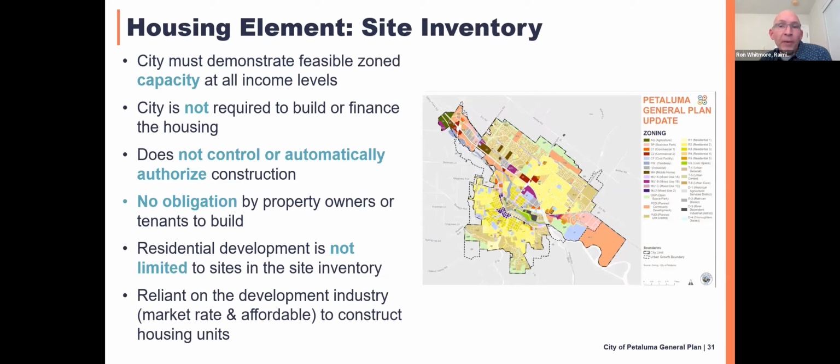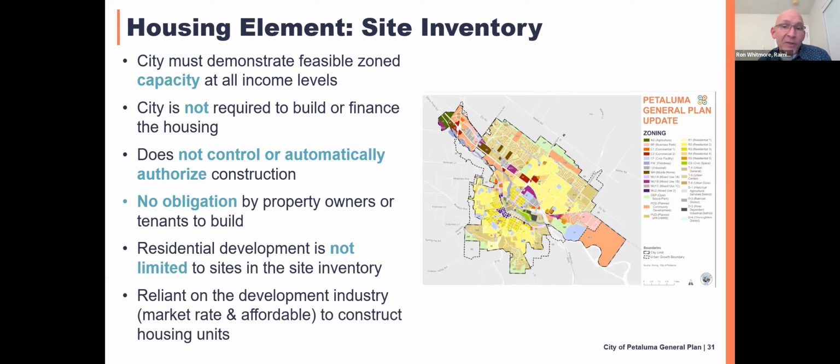In the inventory, Petaluma must demonstrate that it has adequate housing sites for those 1,910 units by income level. In other words, it is about capacity to accommodate housing with existing zoning, and you have a zoning map on the right-hand side of this slide. It is not, however, the proactive identification of where housing will or should be built.